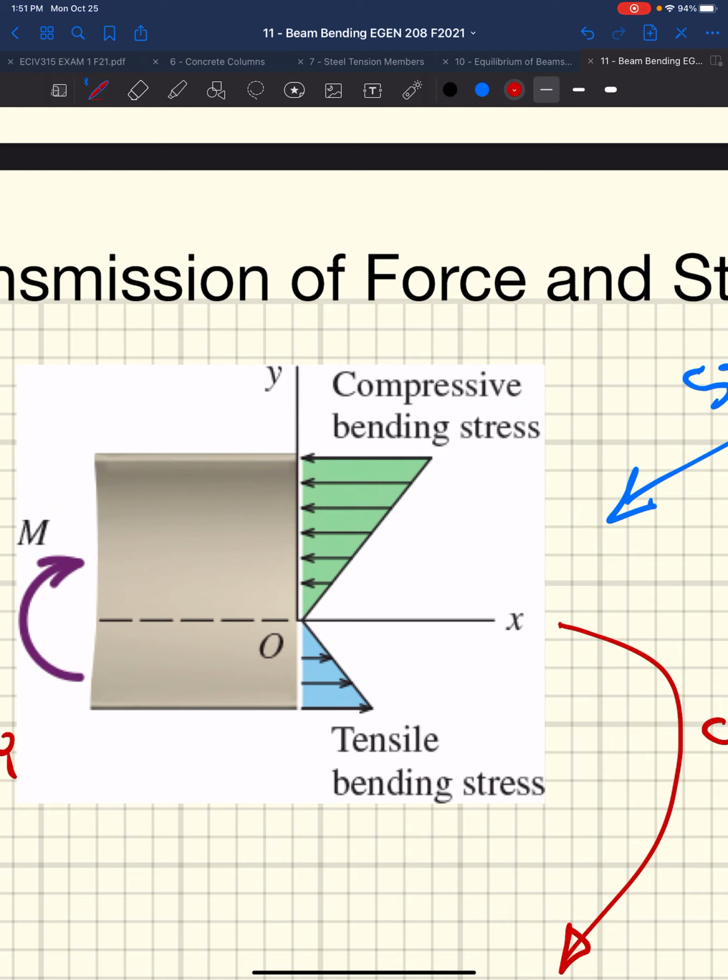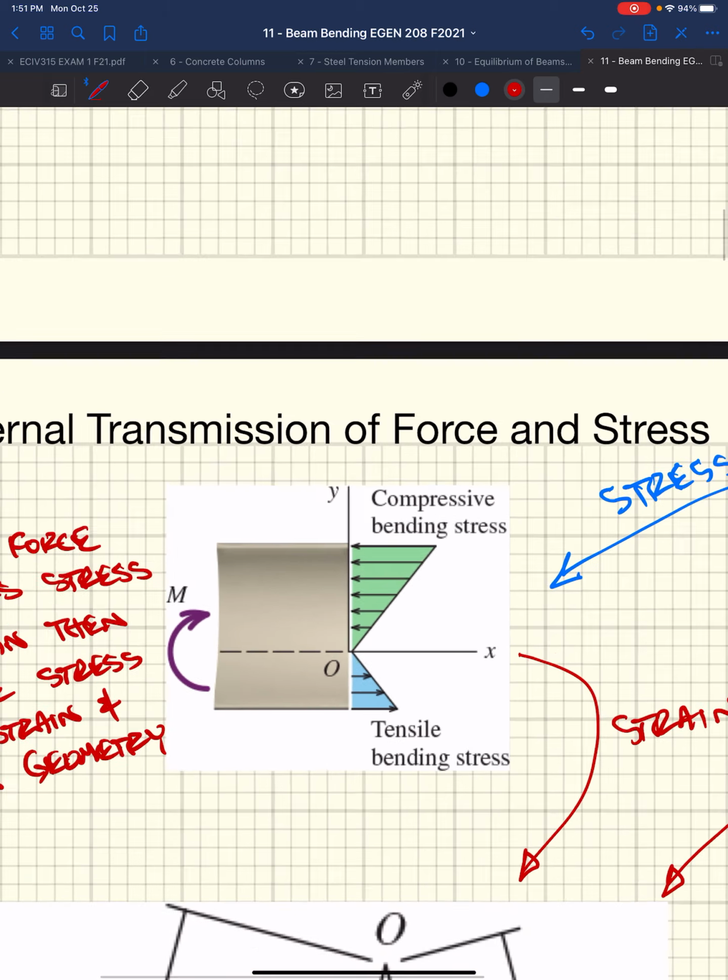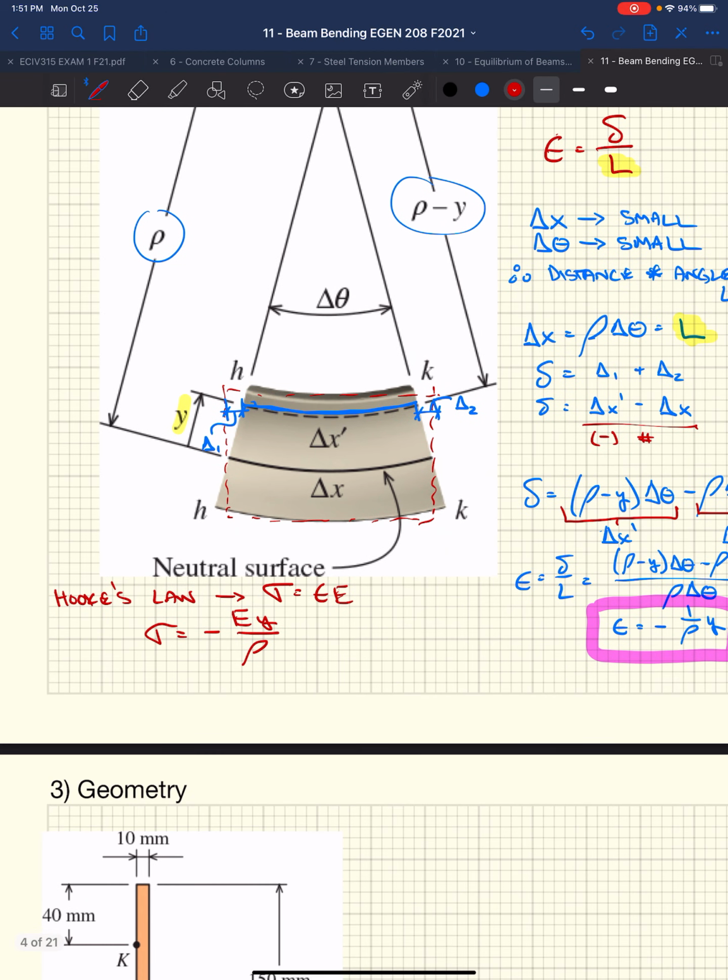It's just a function of how far up you are from the neutral axis times the modulus of elasticity divided by the radius of curvature, right? So we would get a linear distribution, which is what we see here. That validates our initial assumption.